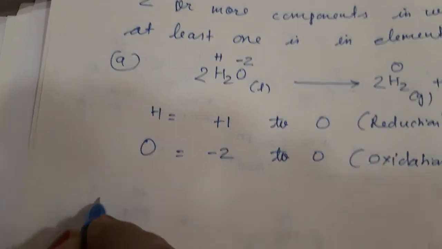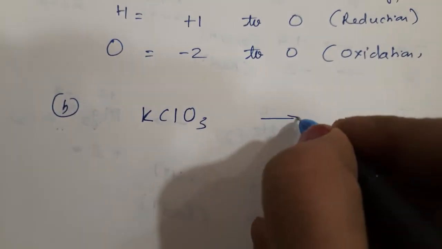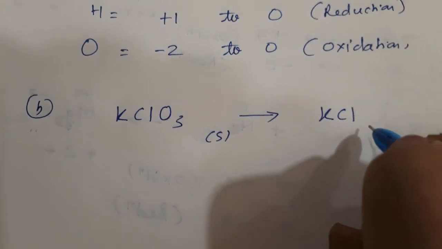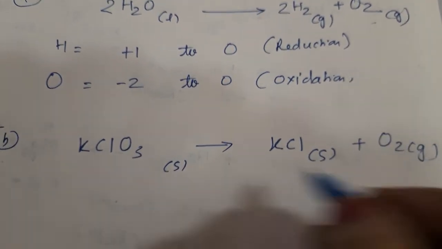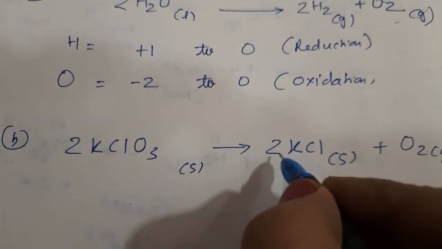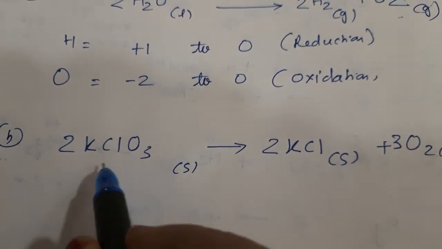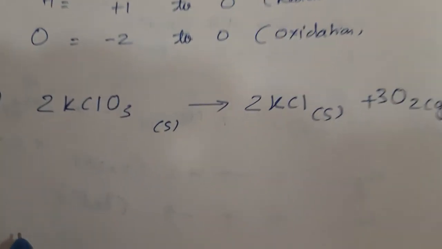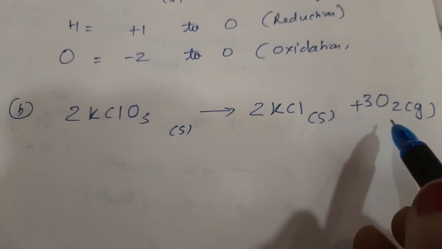Like KClO3, potassium chlorate. It will be broken down into KCl, which is again solid, plus O2. When you balance, it is 2KClO3 is equal to 2KCl plus 3O2. 2K, 2K, 2Cl, 2Cl, 6 oxygen. So this is a balanced reaction. Now in this, one should be in elemental form, that is a compulsion.